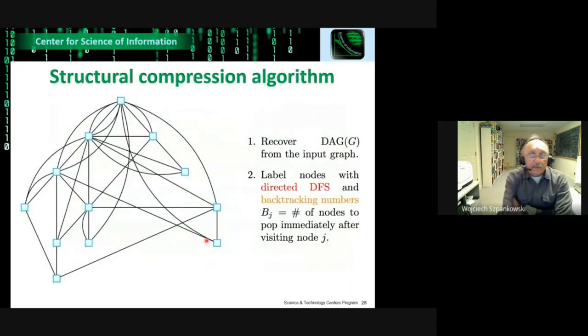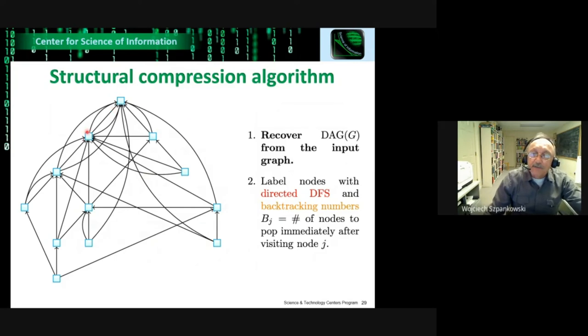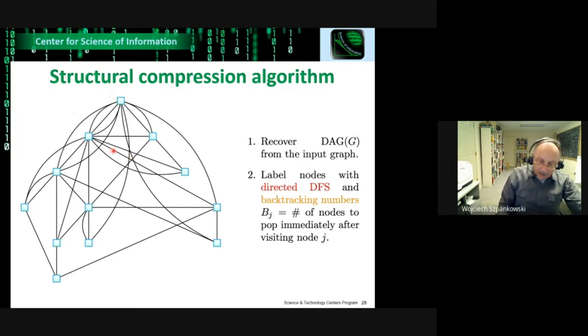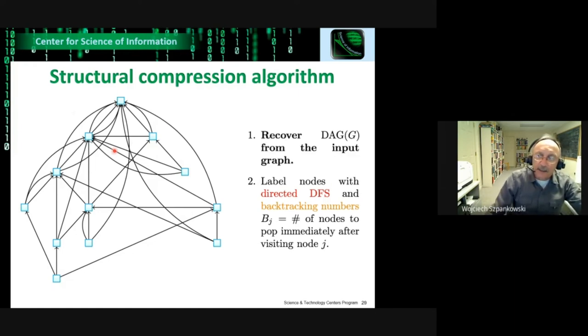Here's an example. This is the graph that I want to compress. The first thing I will do, with a peeling algorithm that I will later show you for this temporal order problem, tells me how it was generated. It basically says that this node connected to these three, and this node connected here, here, and here. I can recover this DAG, the directed acyclic graph, from this graph by a special peeling algorithm that is important for other problems. Let's assume I have this.